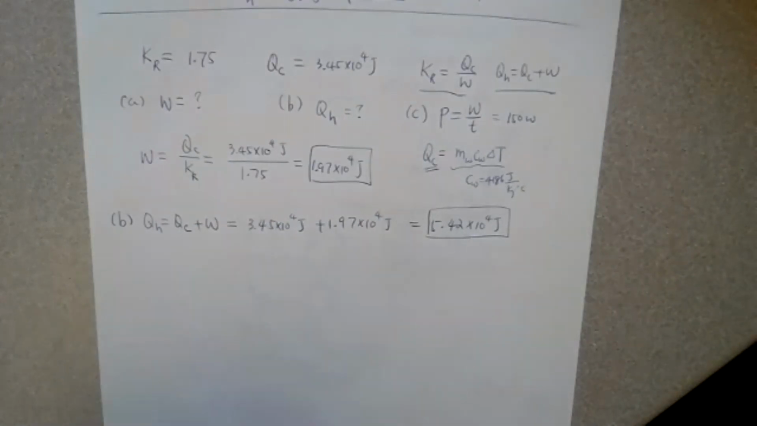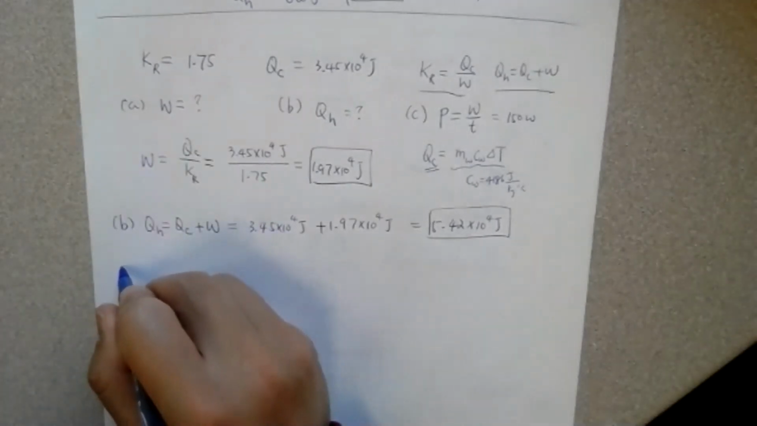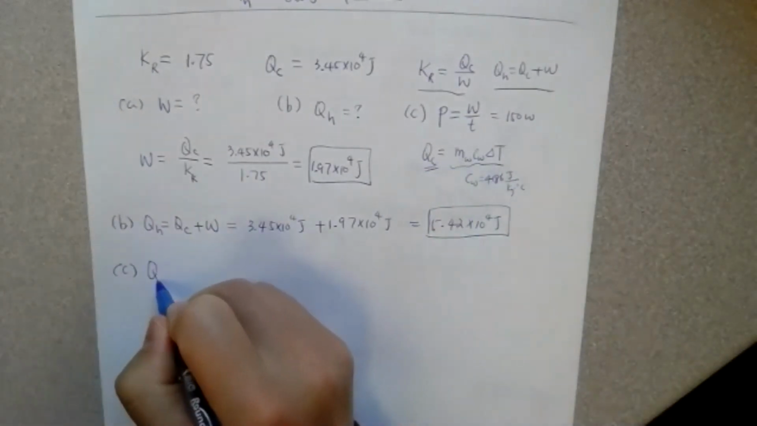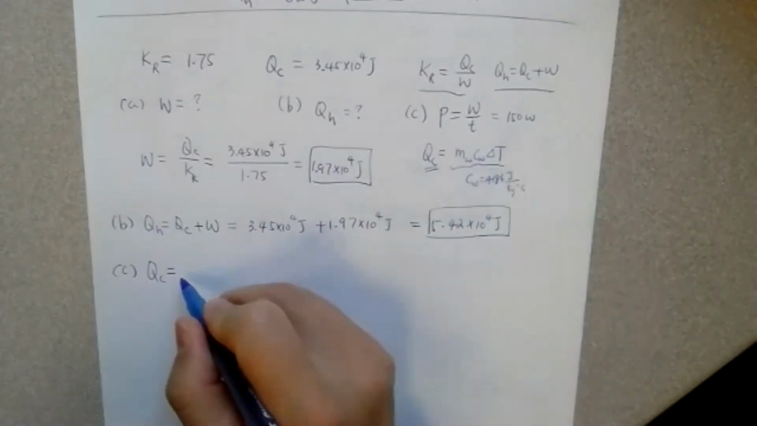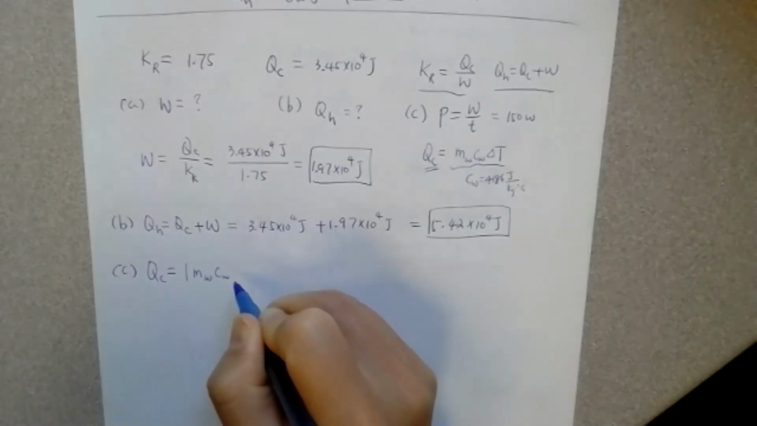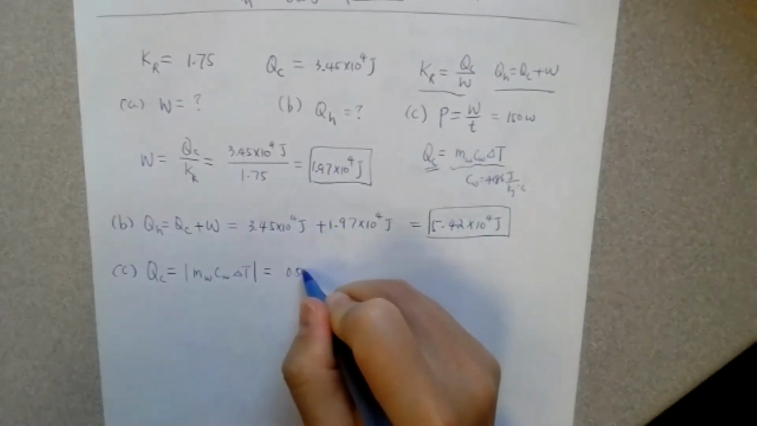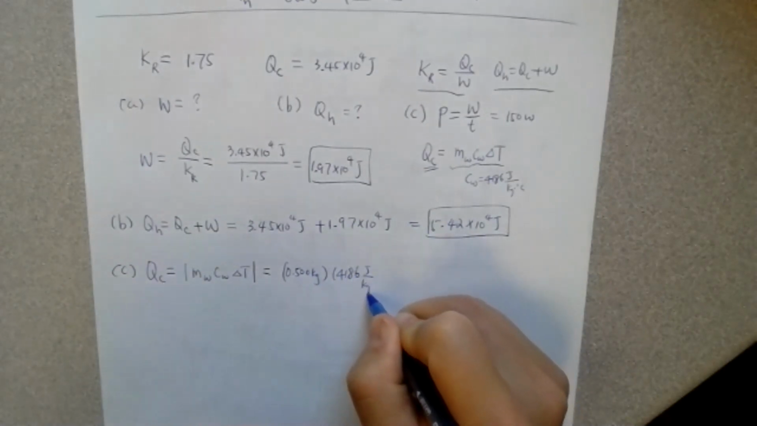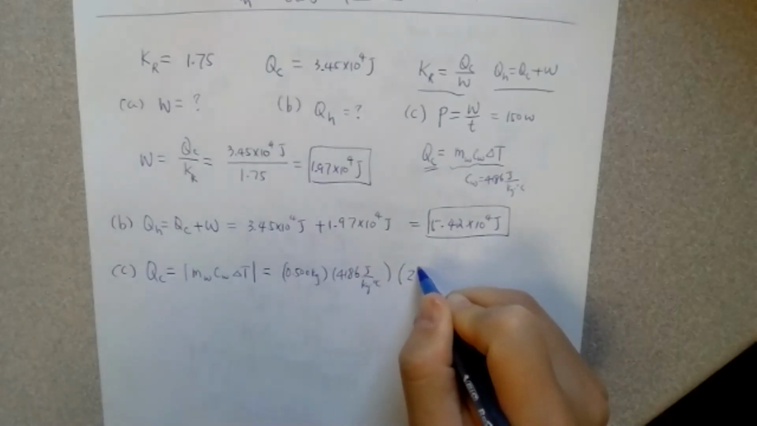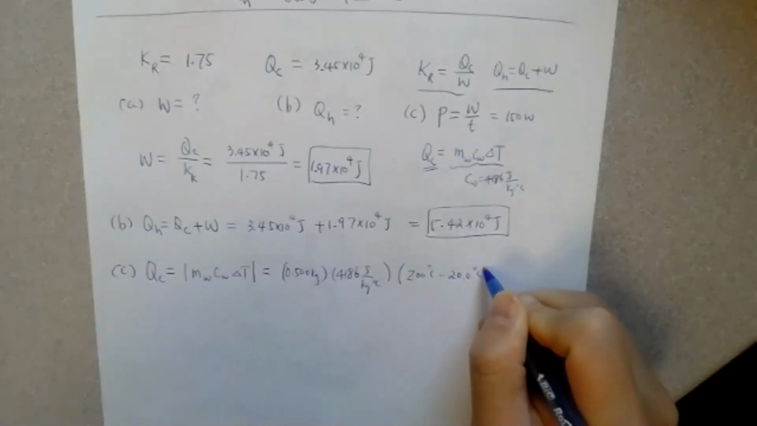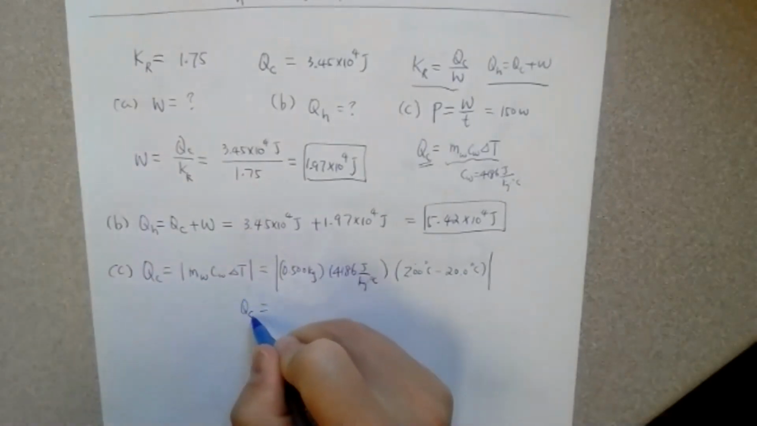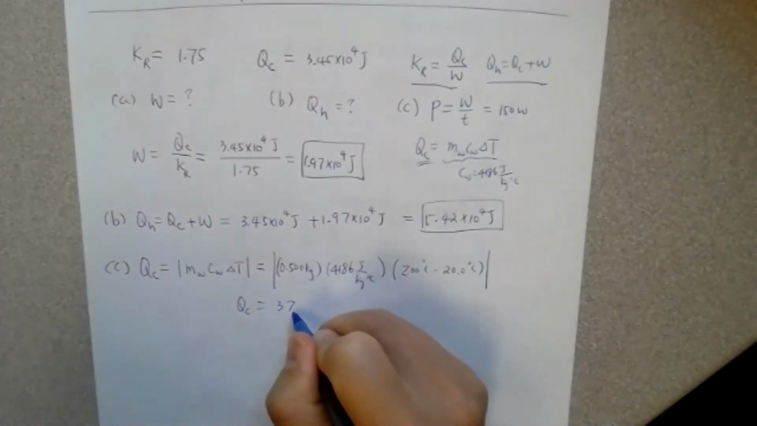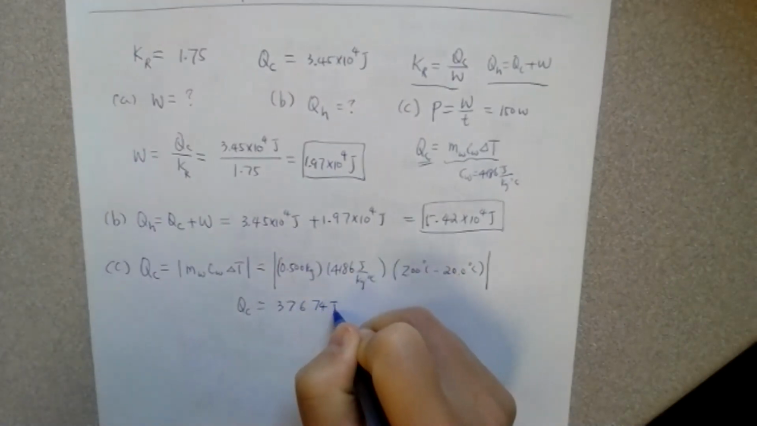For C, it's a little bit more complicated here. Basically, you want to see how much heat is being removed from the water. You have 500 grams of water. So QC should be equal to, you're going to take the absolute value, M sub W, C sub W, delta T. So 0.5 kilogram, since 500 grams means 0.5 kilogram, times 4186 joules per kilogram degree Celsius. Delta T will be the final 2 degrees Celsius minus the initial 20 degrees Celsius. You take the absolute value there. That will be how much heat is being removed, Q sub C. This is 37,674.